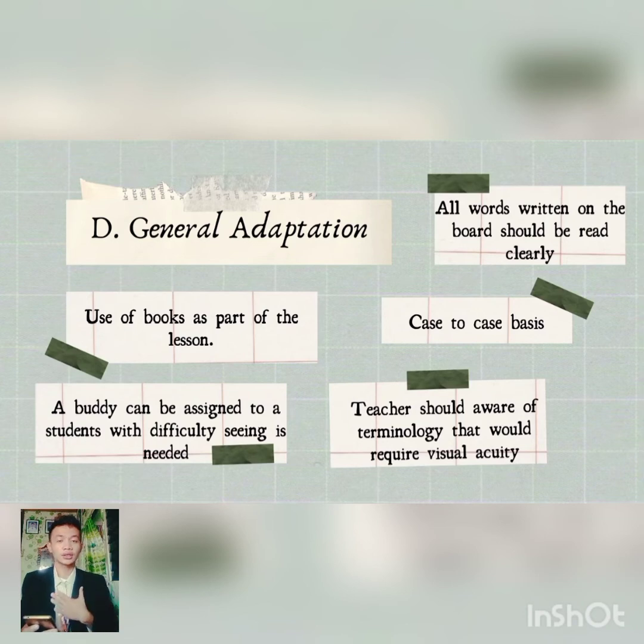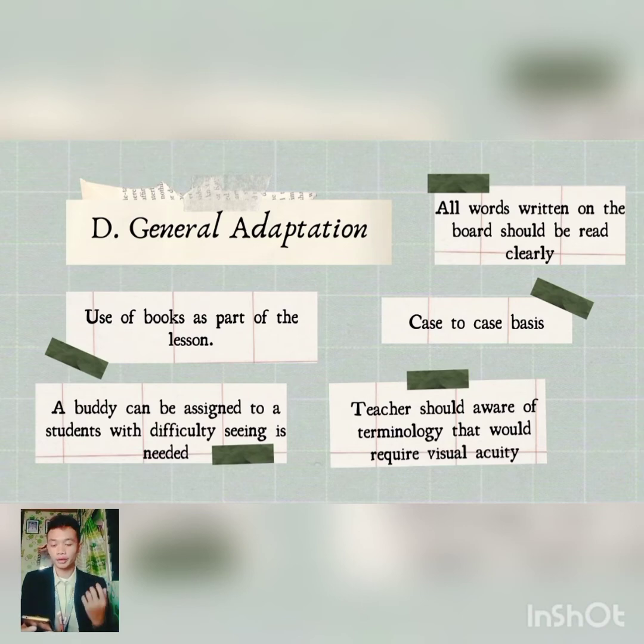As a teacher, we are also obligated, if our students experience this, to put them in front so that it will be easier for them to participate in our activity. A buddy can be assigned to a student with difficulty seeing as needed. This can be crucial to assist in the mobility of the student, such as going to other places in school during the day.